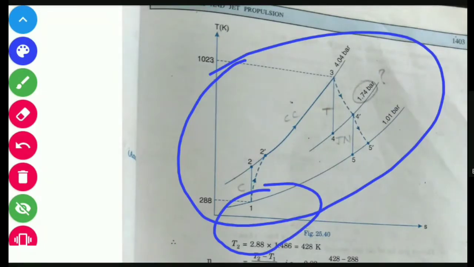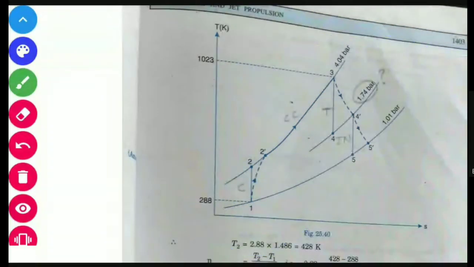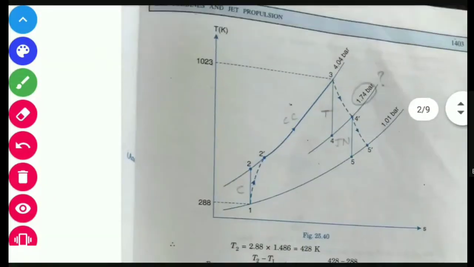The initial pressure and temperature are given. That means P1 and T1 are given.